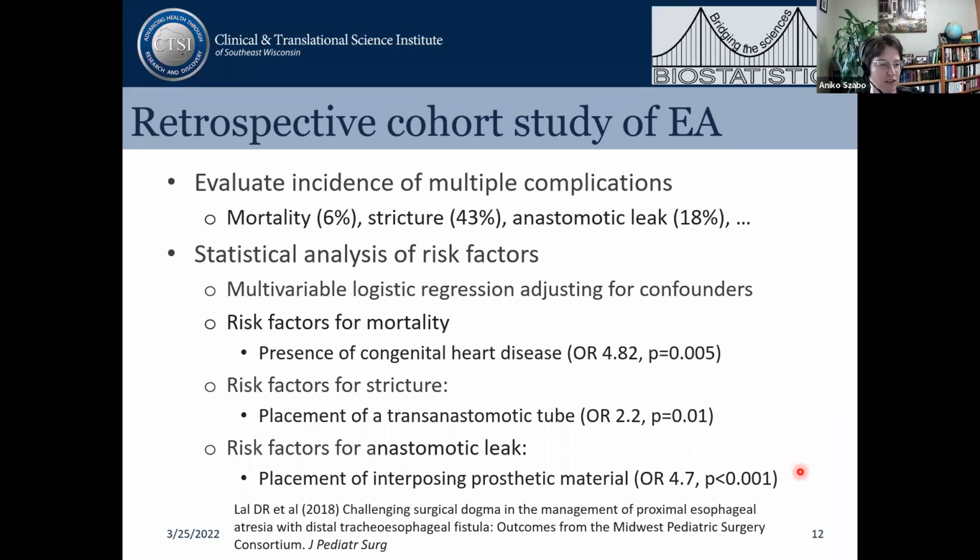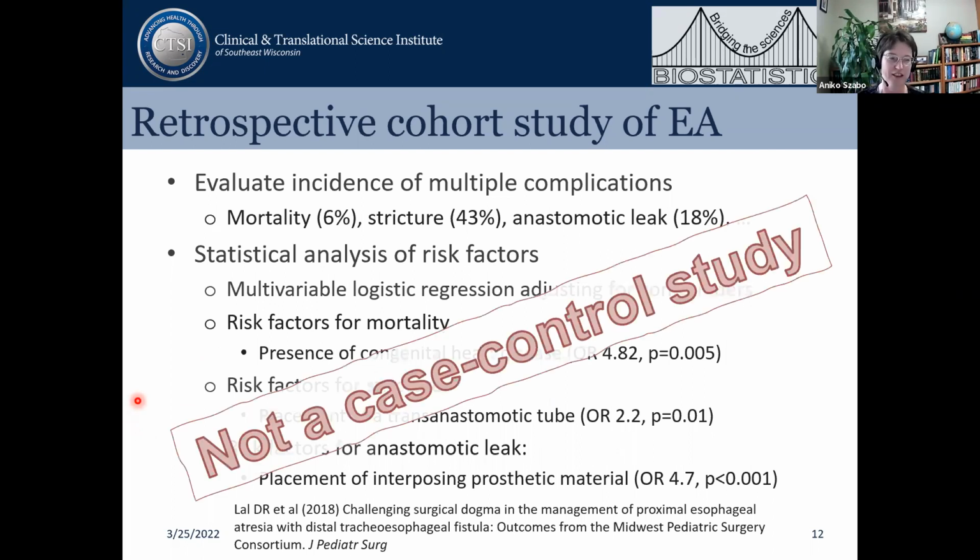They also found risk factors for anastomotic leaks, and some of them are indeed surgical choices, like they place a transanastomotic tube, or there's some prosthetic material, and some are not, like congenital heart disease, which is clearly not a surgical choice. So this is a very nice study, studying risk factors of the bad outcome that they were interested in, right? But I want to note that this is most definitely not a case control study, right?